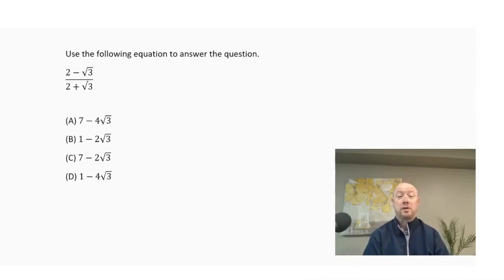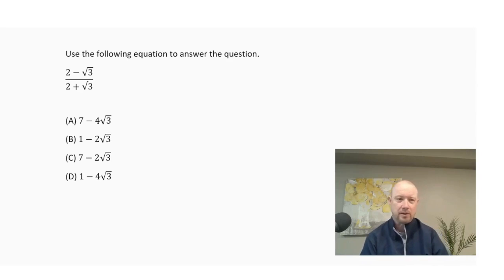Use the following equation to answer the question. 2 minus root 3 divided by 2 plus root 3. Is the answer A, 7 minus 4 root 3, B, 1 minus 2 root 3, C, 7 minus 2 root 3, or D, 1 minus 4 root 3?